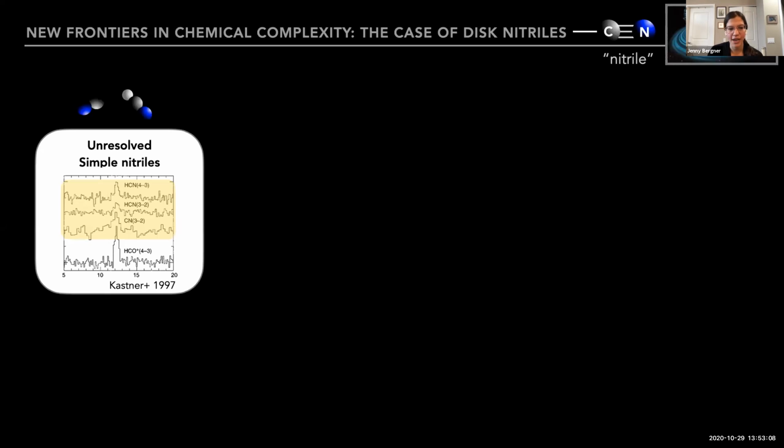And so as far back as 1997, we were able to detect the emission of simple nitriles in protoplanetary disks. So here we're looking at spectra of CN and HCN in a disk, but these are unresolved observations. So instead of having a nice map, like I just showed you before, we basically just have a single spectrum for the entire disk.